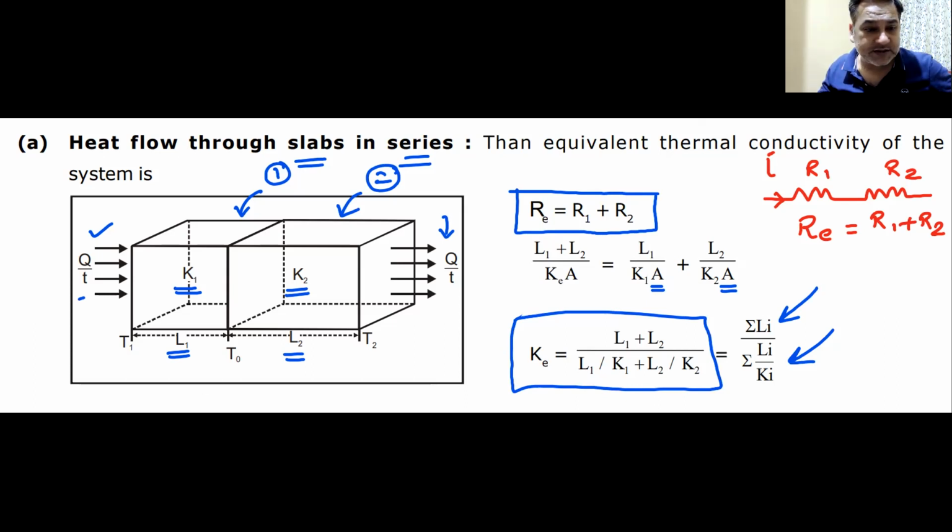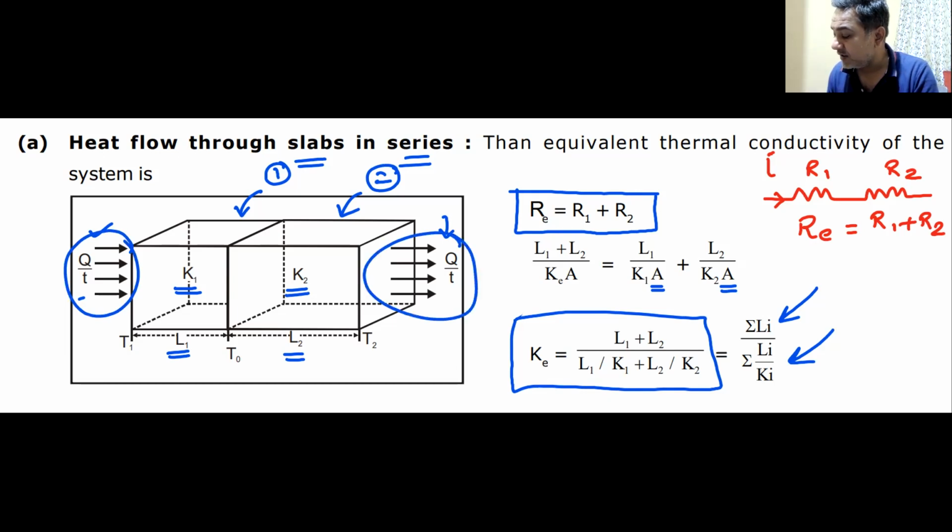I'll give you 2 minutes to note this down. Please note it down very carefully. Okay then, you noted this thing down? What all things have you noted? If two slabs are in series, the equivalent resistance is R1 plus R2. Then you should have noted down the equivalent thermal conductivity. A question can come straight away from this. Then you must also note down that the heat current in these slabs is the same.